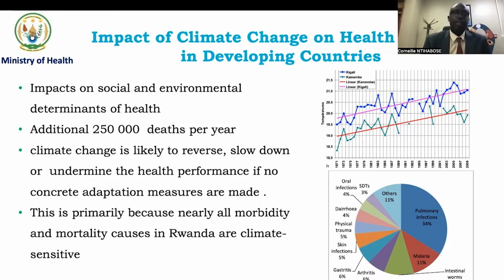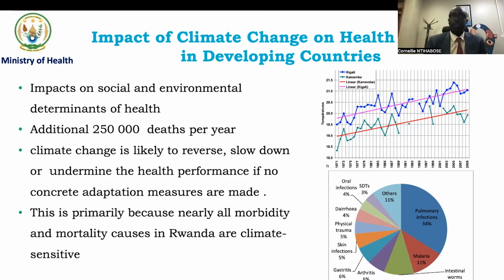This impacts the social and environmental determinants of health: clean air, safe drinking water, sufficient food and secure shelter. And it is estimated that between 2030 and 2050, an additional 250,000 deaths will occur each year because climate change is having an impact on health. Climate change, we know, can reverse, slow down, and undermine the health performance we have achieved if no concrete adaptation measures are made.